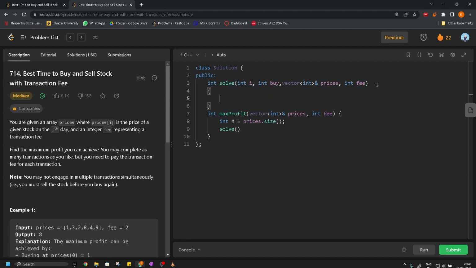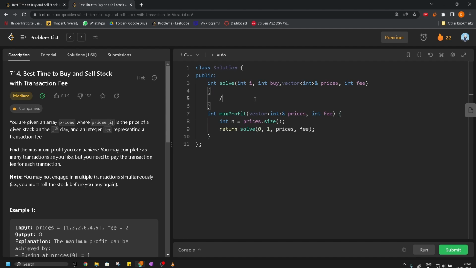And this is going to be our function. So we'll return solve of, let's start with the 0th index. We'll keep buy at 1 in the starting, since we can buy a stock in the start, and we'll have the prices, we'll have the fee, right?